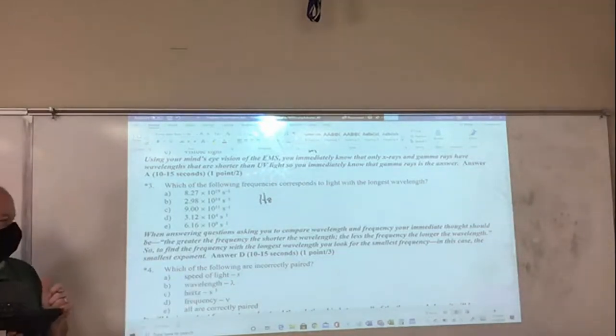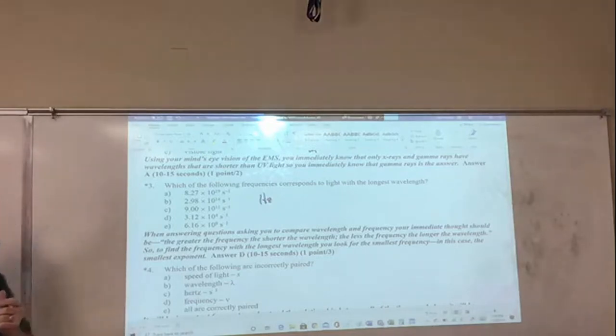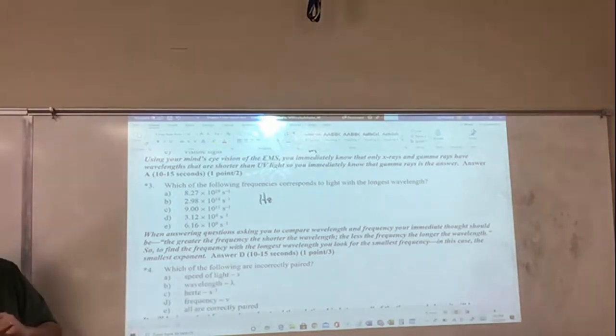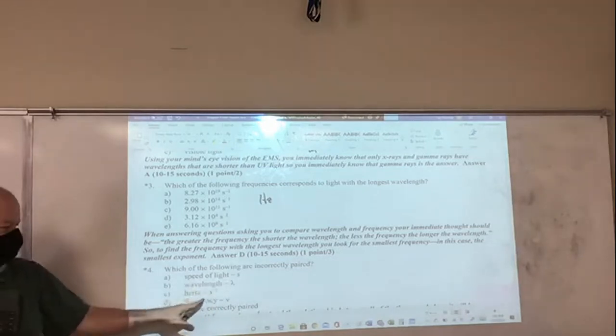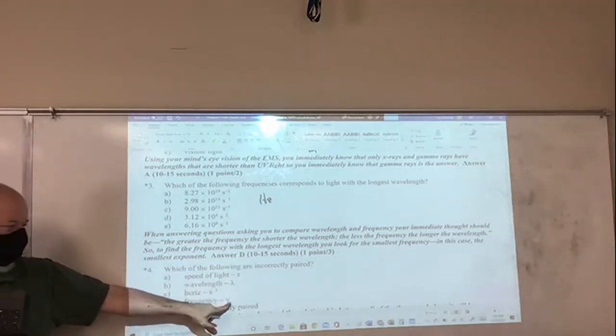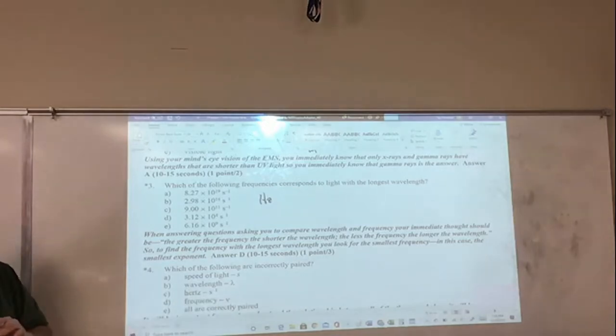Which of the following are incorrectly paired? And there is a negative in front of that one. Which? It's A, isn't it? Yeah, it's A. Speed of light should be c. So wavelength is lambda, hertz is waves per second, frequency is the Greek letter nu, right?